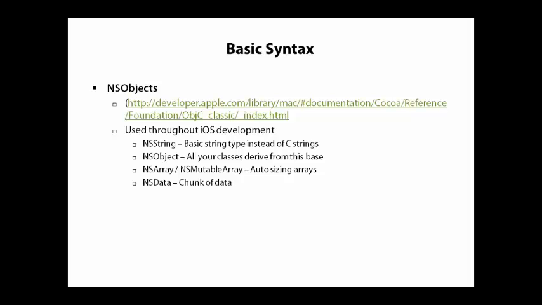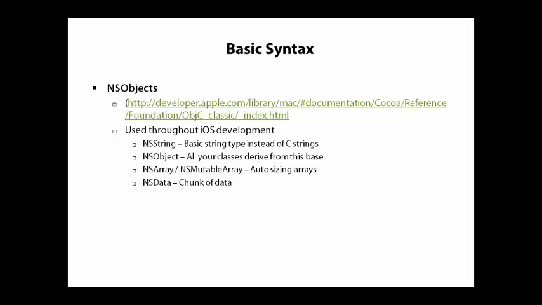NSObject, all of our classes will derive from NSObject. It has some basic functionality, just like in C# or Java, deriving from object. NSArray, NSMutableArray, these are just auto-sizing arrays. If you just declare an NSArray, it'll be immutable. If you declare an NSMutableArray, you can actually add items to it and remove items from it. NSData is a chunk of data. It's going to be used commonly whenever we're passing data, like reading a file, passing data from a web service, things like that. A lot of methods will use NSData.